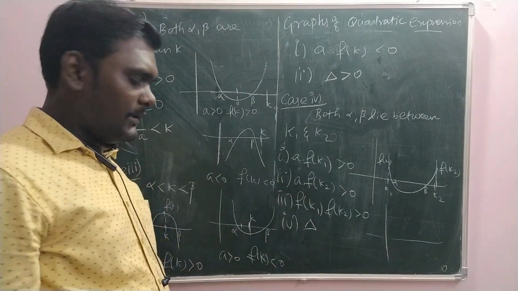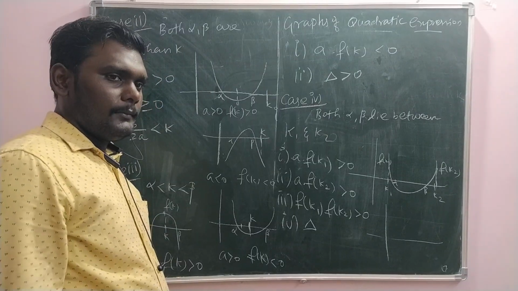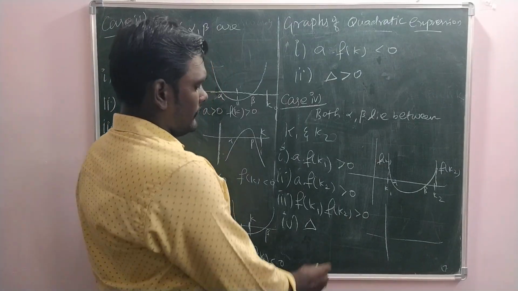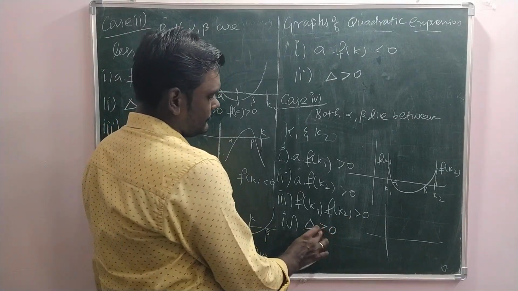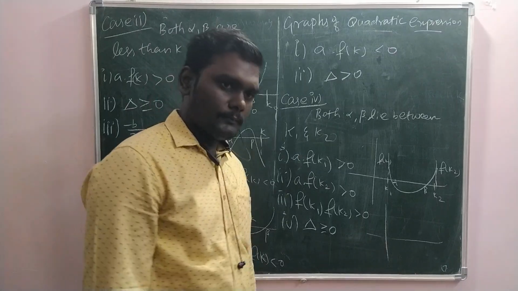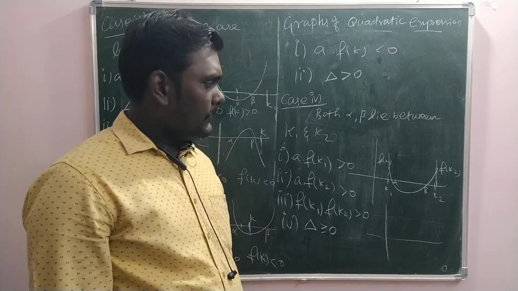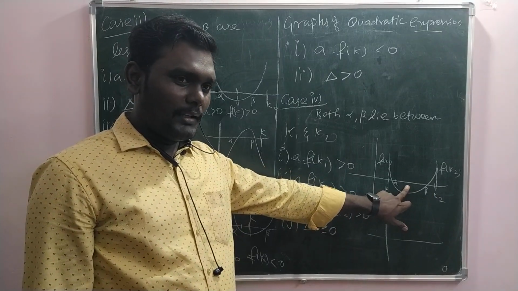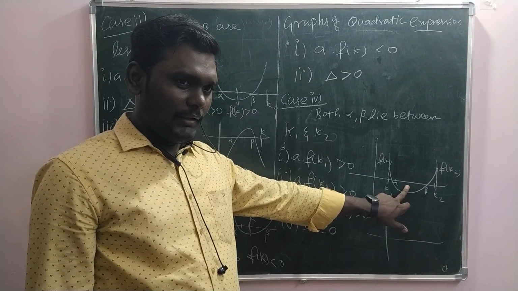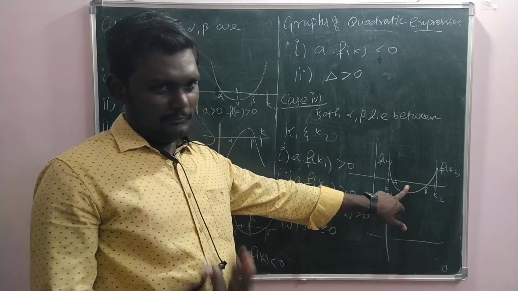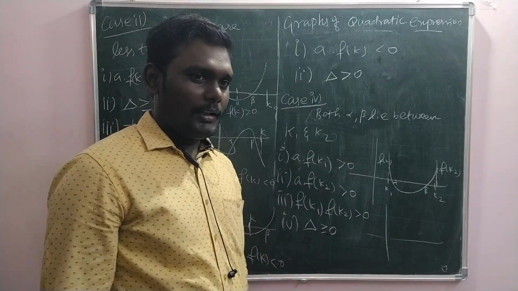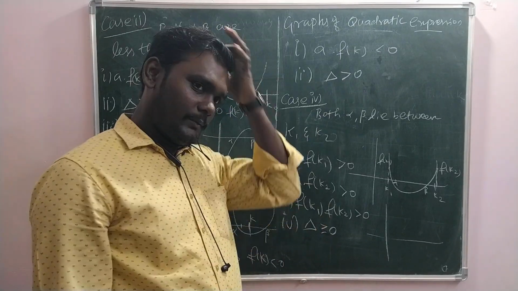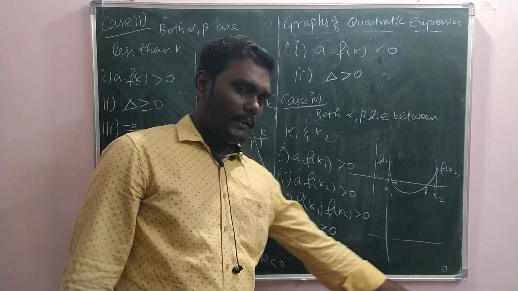What can you say about delta? Delta is greater than or equal to 0. See the graph. In between there is no gate, there is no barrier. They can meet also if they want. Maybe equal, maybe not equal. Equal means equal to 0. Not equal means greater than 0. That is why delta is greater than or equal to 0.